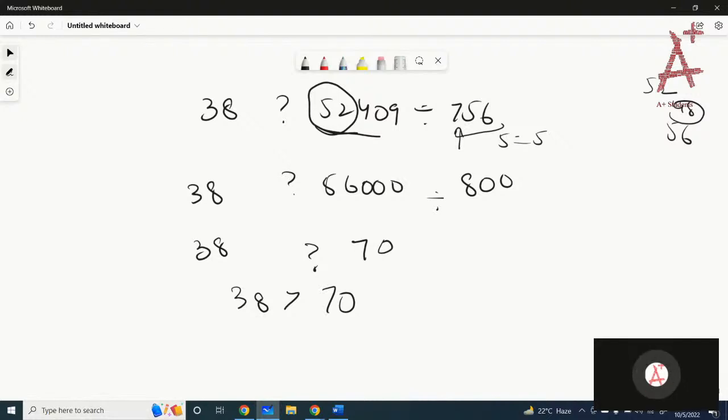Like the divisor is 800, so you have to estimate the number that is nearest to 552,409 and is divisible by 800. So 8 times 6 is 48. 48 is much smaller than 52,409. Got it? So you can go for 56 because 8 times 7 is 56. So it would be rounded off to 56,000, not rounded off, estimated. Got it?